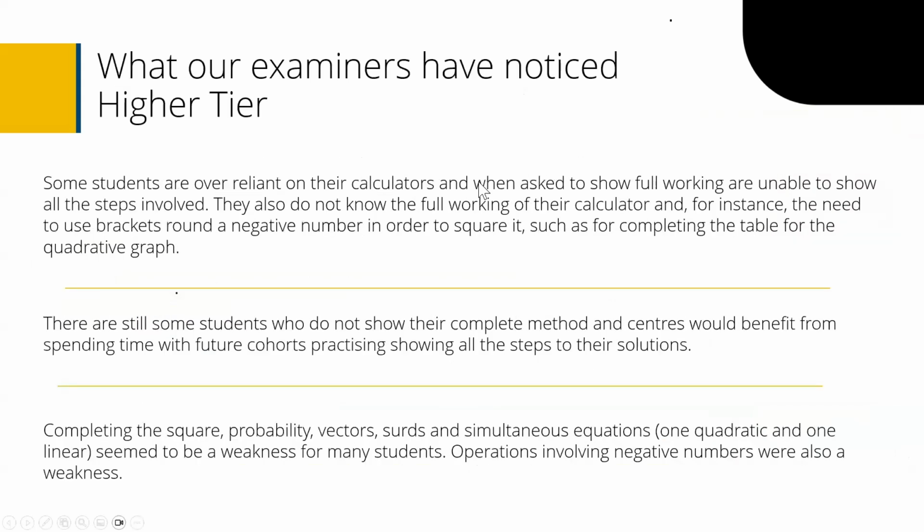Here's a few more examples, and this is why I'm saying it's important and useful to read the examiner's report. Some students are reliant on their calculators, and when asked to show full working, are unable to show all the steps involved. They also do not know the full working of their calculator, and for instance, they need to use brackets around the negative number in order to square it, such as when completing the table for the quadratic graph.